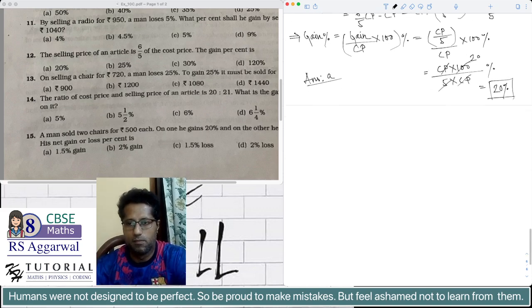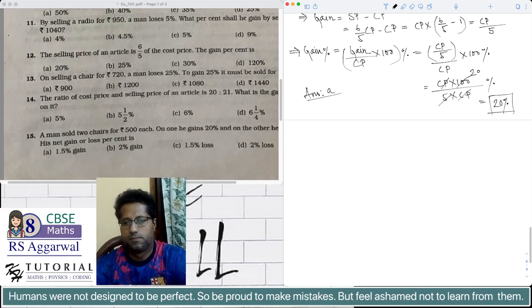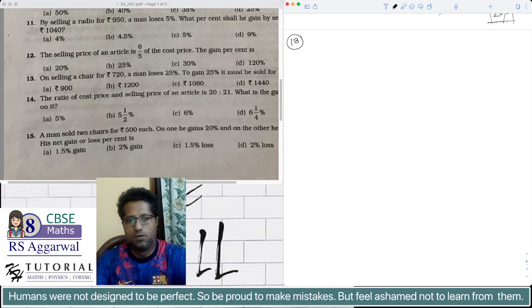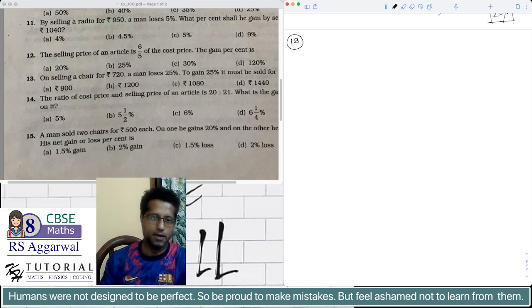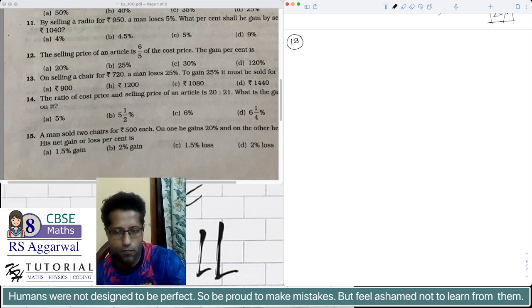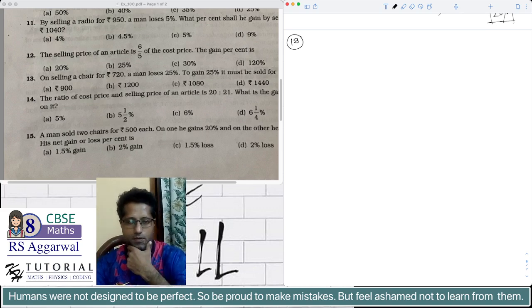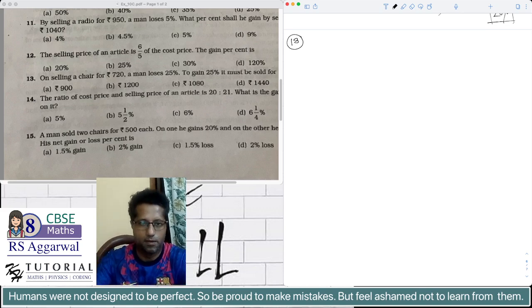Let's do question number 13. On selling a chair for rupees 720, a man loses 25%. To gain 25%, it must be sold for what? Okay, so first we have to find the cost price, because if we know the selling price and the loss percent, we can obviously find the cost price. So the scenario is cost price.